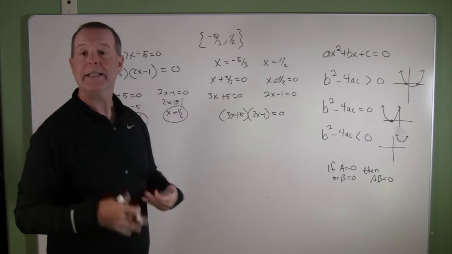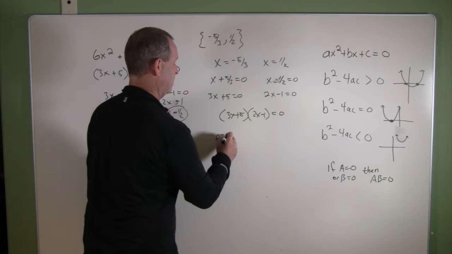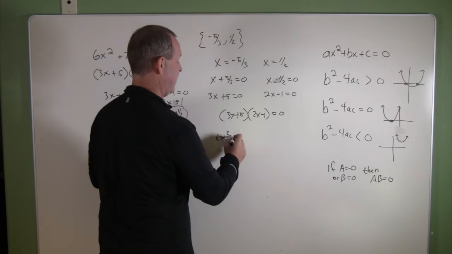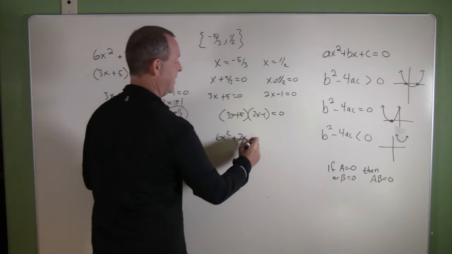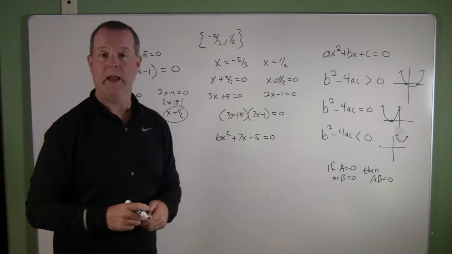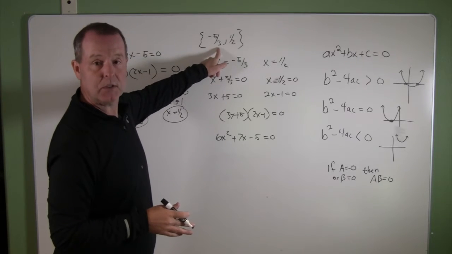And from here, let's FOIL that out. First term times first term. Outers is minus 3x plus the inners at positive 10x. Add those together, combine those terms. Last times last equals my 0. And so there is a quadratic equation that produced these two solutions.